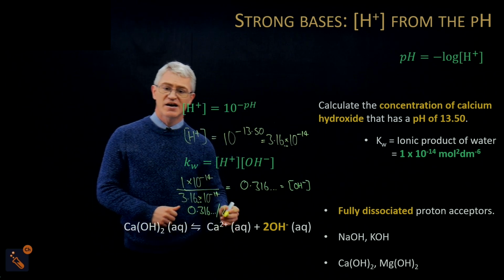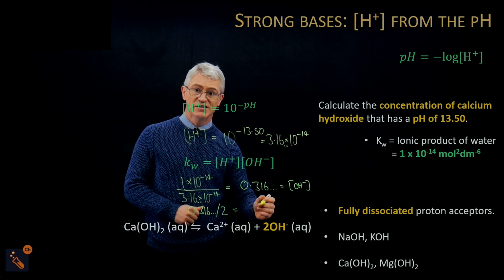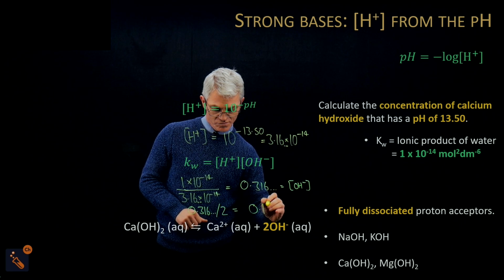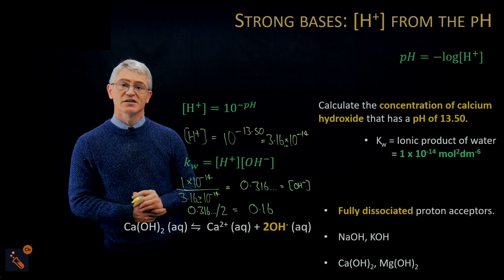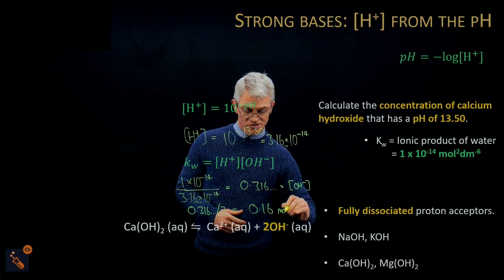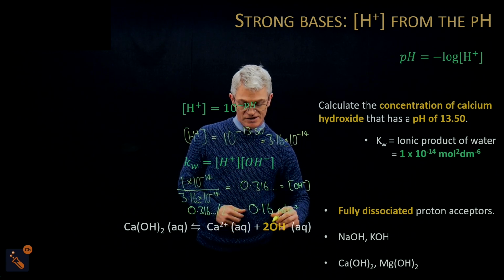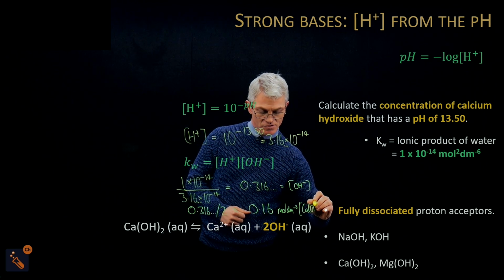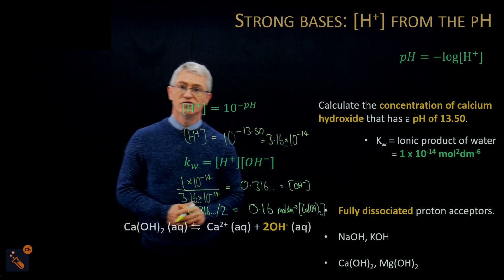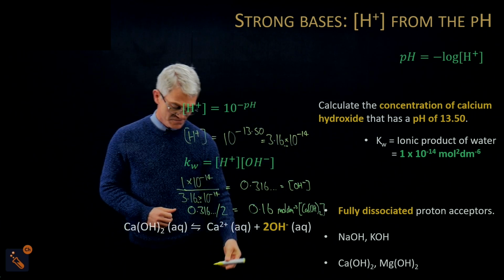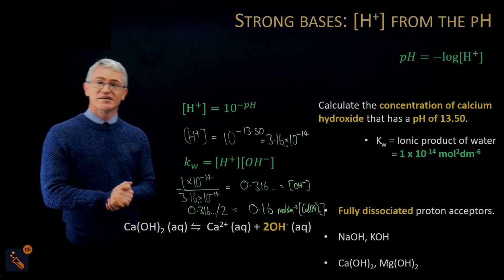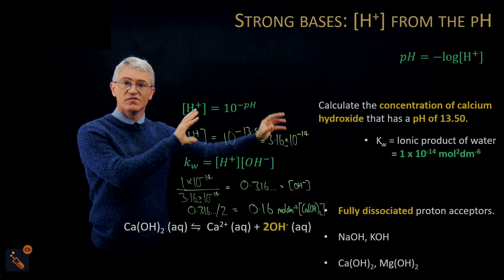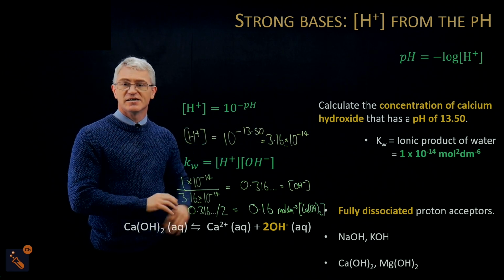That will end up in a rounded value. So I'm rounding now because it's the final value of 0.16. And that's our final concentration in moles per decimeter cubed, of our calcium hydroxide, and our final answer. And that is how you get the concentration of a base from your pH in a question.